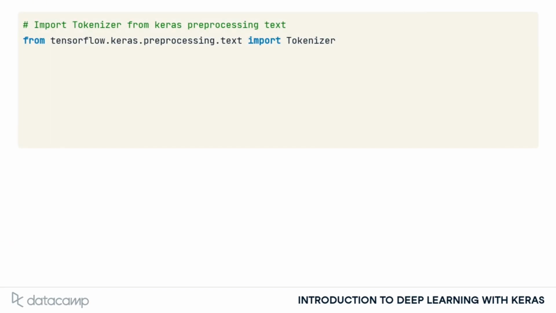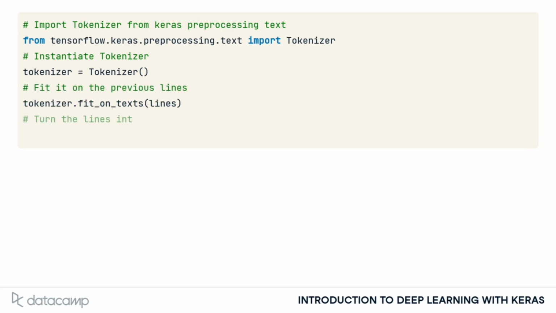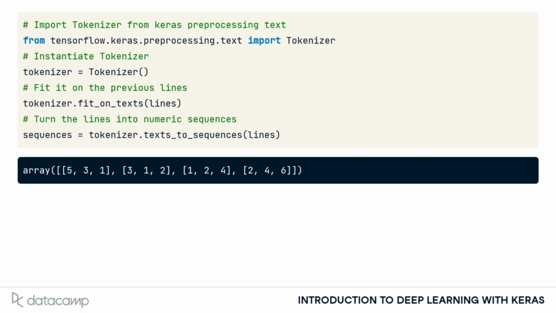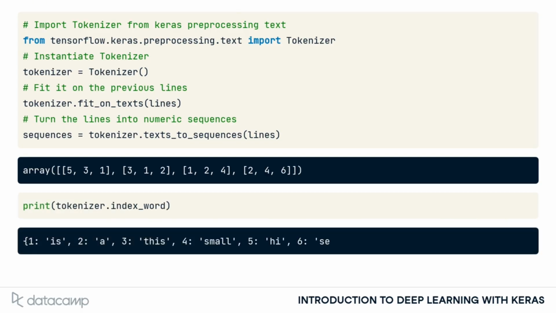After that, we turn our text sequences into numbers. We import Keras Tokenizer from the preprocessing text module, instantiate it, fit it on lines, and then turn those lines into numeric sequences. This is how the 3-word lines look now. The tokenizer object stores the word-to-number mapping. There are 2 dictionaries, the index word and the word index. Here, the index word is printed, which shows the encoded word for each index. We can use this dictionary to decode our outputs, mapping numbers back to words.